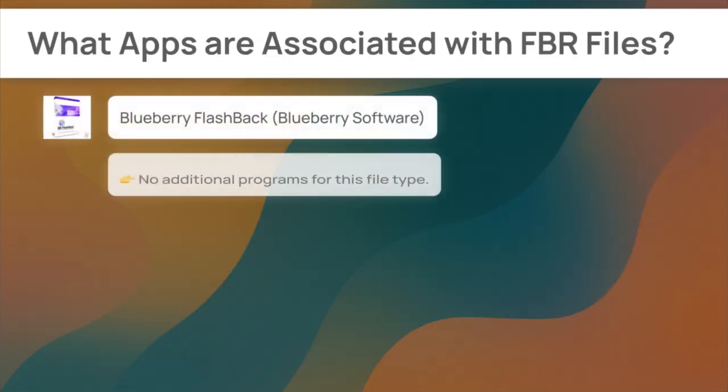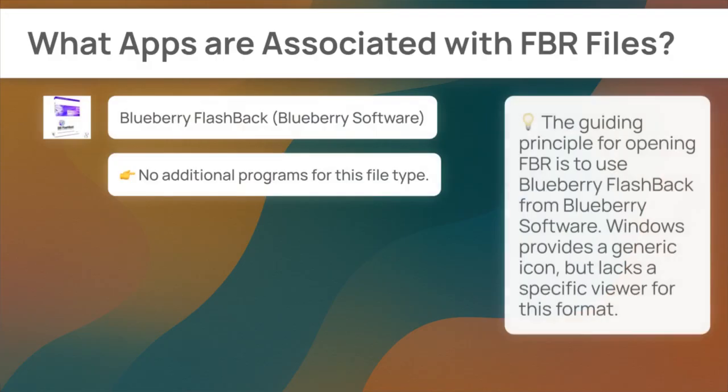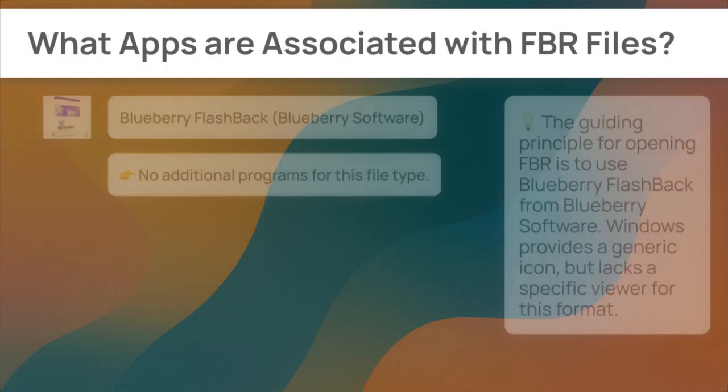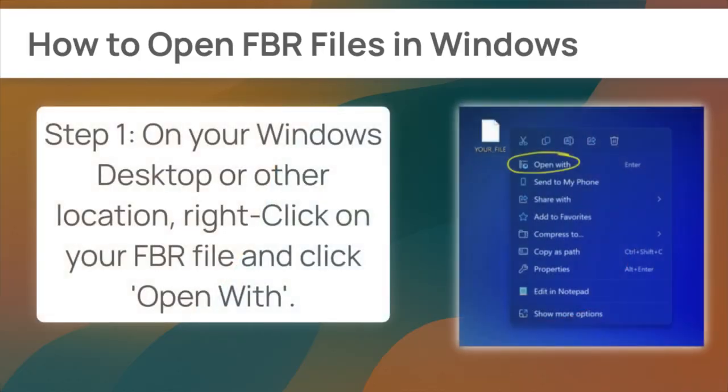Guaranteed access to FBR files is typically achieved using Blueberry FlashBack from Blueberry software. Windows provides a generic icon, but lacks a specific viewer for this format. Windows generally plays videos with compatible players, provided the format is supported. We'll start by checking the obvious candidates.